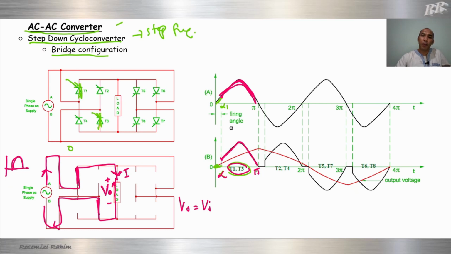So next, from pi to alpha 2, this is shorted off. So it is an off circuit. None of the thyristors will be switched on. At alpha 2, we switch on thyristor 2 and thyristor 4. So we use thyristor 2 here. Thyristor 4 is here. Okay, during the negative cycle. This one is the negative cycle. We switch on thyristor 4 and thyristor 2. Okay. So current will flow.